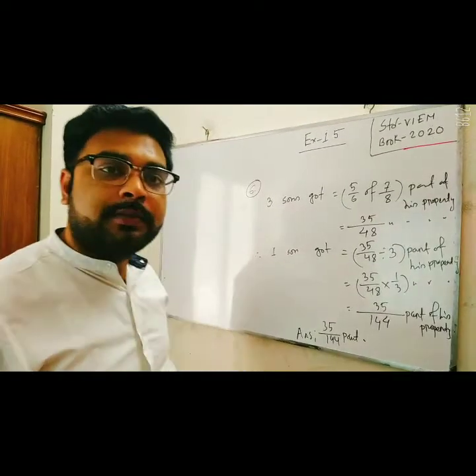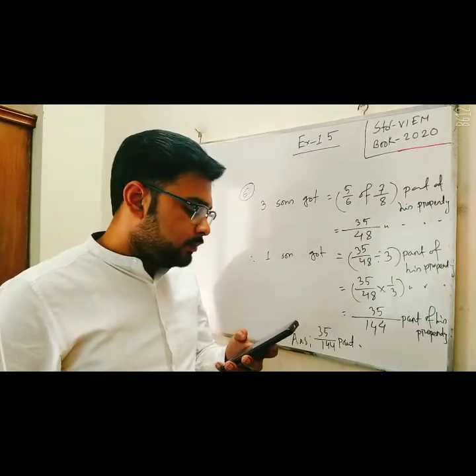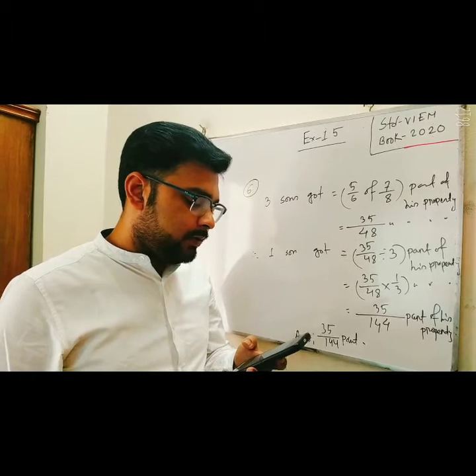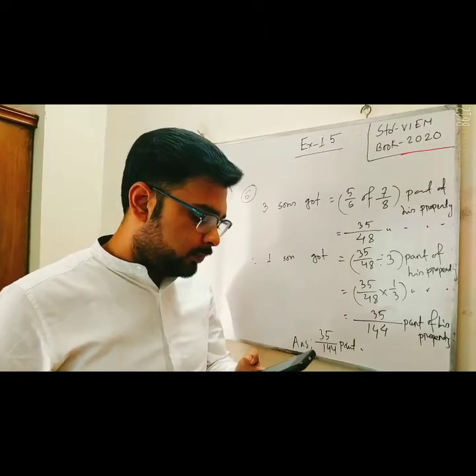Our next question is question number 6. Question number 6 says Mr. Jamal is the owner of 7 by 18 part of his father's property.